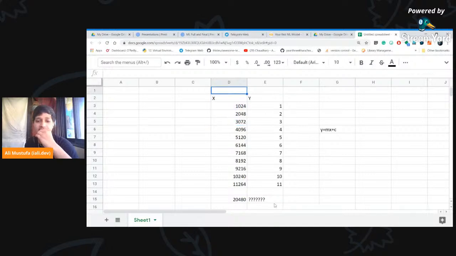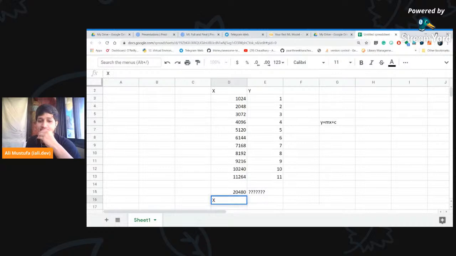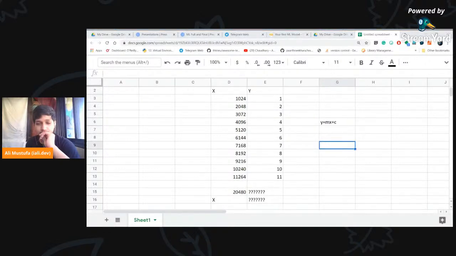So this is how a training set might look, and if I want the machine to find the corresponding Y for any X, I need to tell my machine learning model this is a regression problem. So what I need to do is find this equation, Y equals MX plus C. Now for calculating slope, how do I do that? Anyone? What is the formula for calculating slope? Come on.